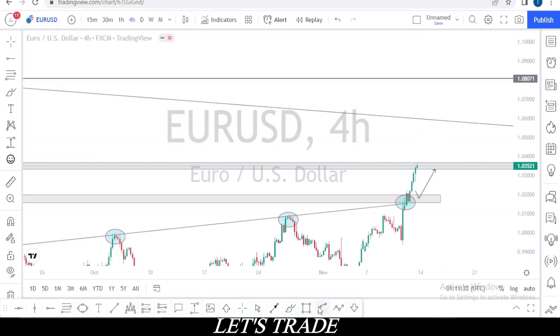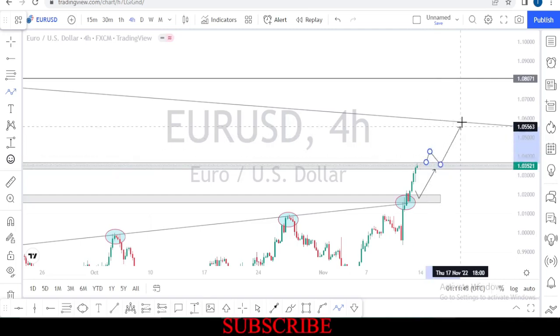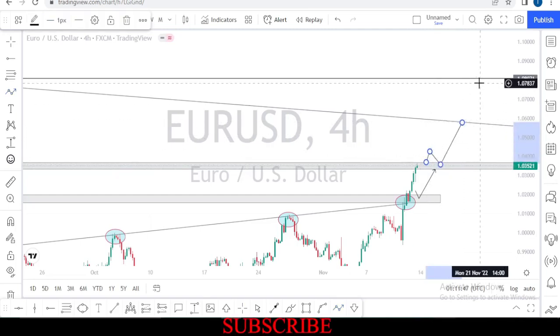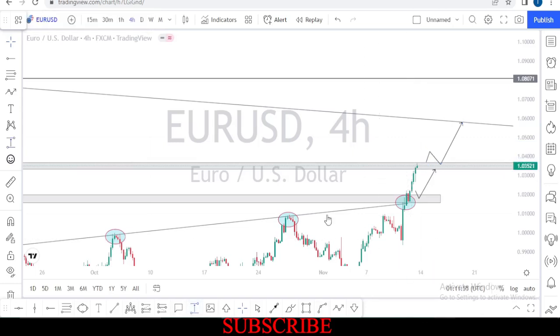So what will I be expecting? I'll be expecting for price to break above here, give us some kind of a retest, then we trade into this trend line, then into this zone. That is if we take out this trend line. Let's check out how many pips we still have if that plays out. Let's check out how many pips we have to the trend line.